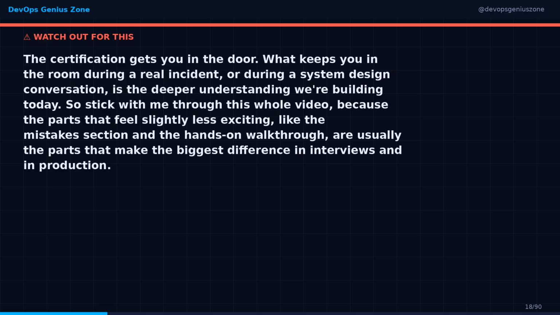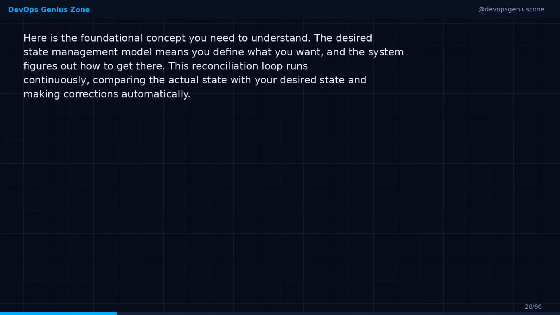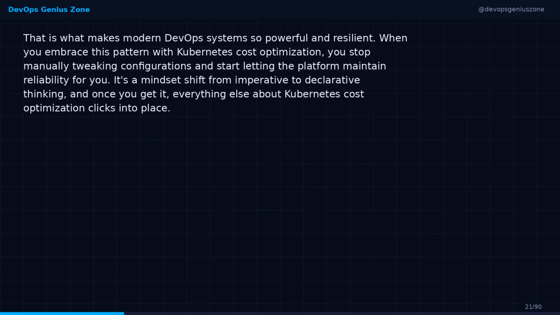The desired state management model means you define what you want, and the system figures out how to get there. This reconciliation loop runs continuously, comparing the actual state with your desired state and making corrections automatically. That is what makes modern DevOps systems so powerful and resilient. When you embrace this pattern with Kubernetes cost optimization, you stop manually tweaking configurations and start letting the platform maintain reliability for you. It's a mindset shift from imperative to declarative thinking, and once you get it, everything else about Kubernetes cost optimization clicks into place.